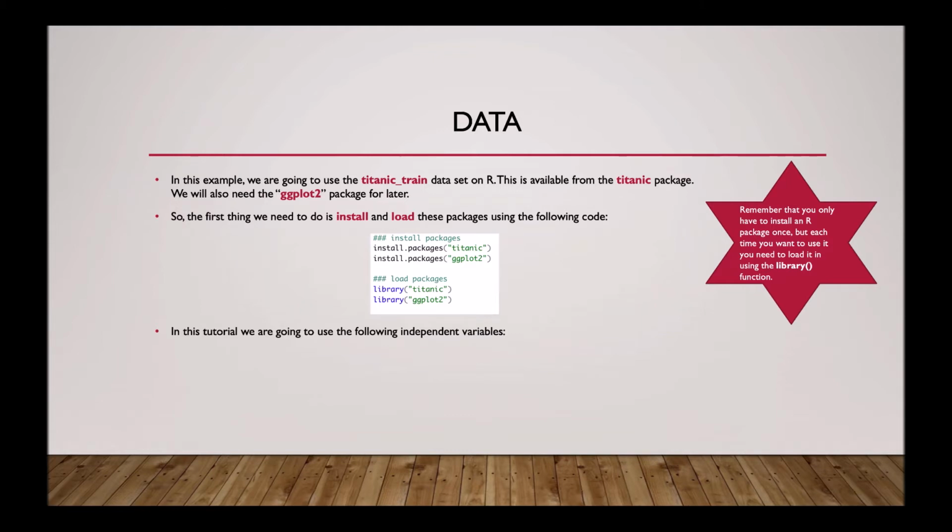So in this tutorial, we'll be looking at what independent variables predict whether a person survived or not on the Titanic ship. So the following independent variables will be used: age, fare, class, and the dependent variable will be survived.